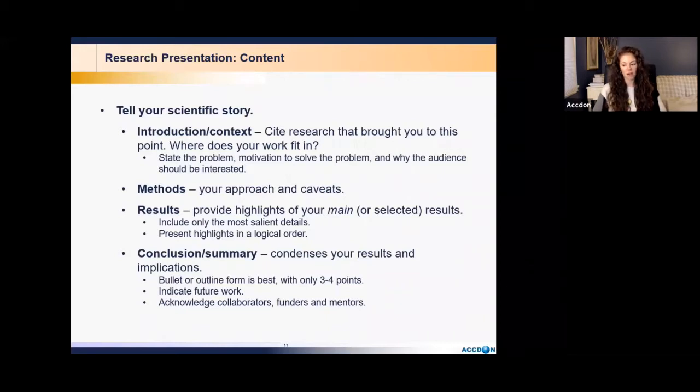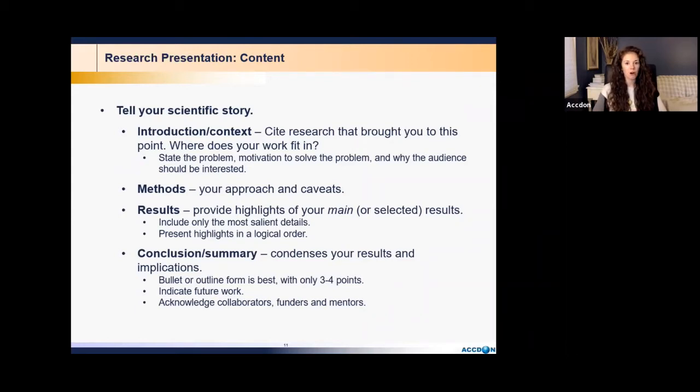And if an audience member in your discipline has a question specifically about a method, you can always elaborate with a question later. The next part of your talk will be the results. Importantly, you want to also stray away from nitty-gritty details here. You want to provide the main highlights of your selected results. Again, you want to include the most salient details, and you also want to present your highlights in a logical order. If you need analysis A to generate analysis B or data B, then you obviously need to present A before B and not the other way around.